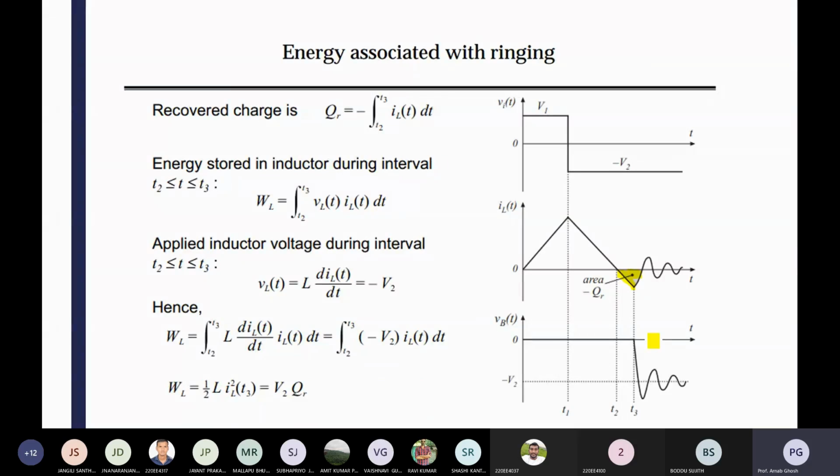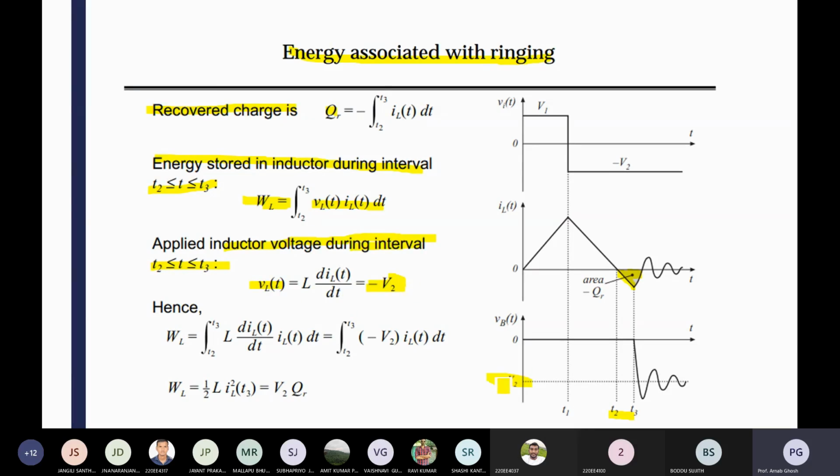How much loss is there? The interval of interest is T2 to T3, with the current IL. The energy stored in the inductor is the important thing. So for T2 to T3, WL equals the integral of VL IL dt. During this interval the inductor voltage is VL equal to L dIL/dt, which is minus V2.